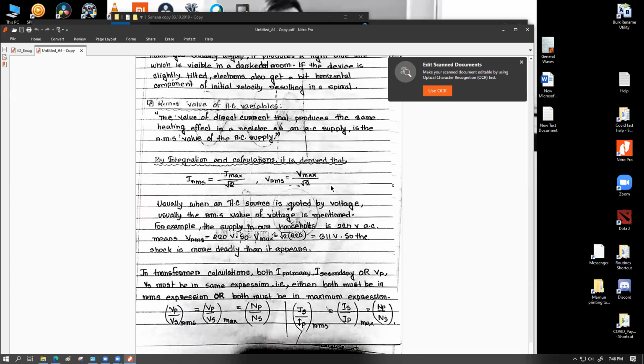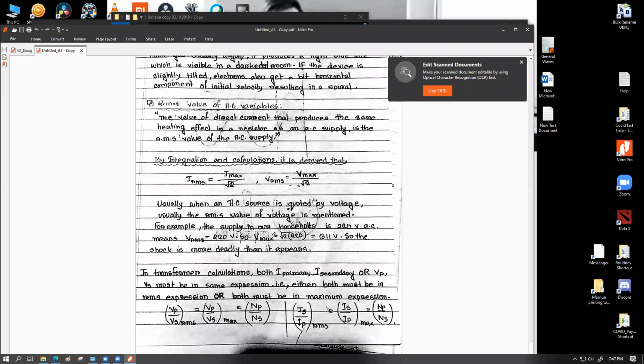For example, the electrical power formula P equals I squared R, where I for AC is a variable. So if we can convert that I into some sort of constant value, it would be easier for us to go for the power calculation and such. That's where the RMS value comes in.